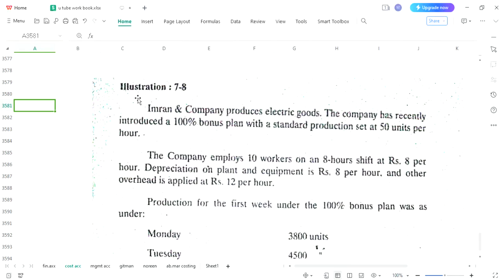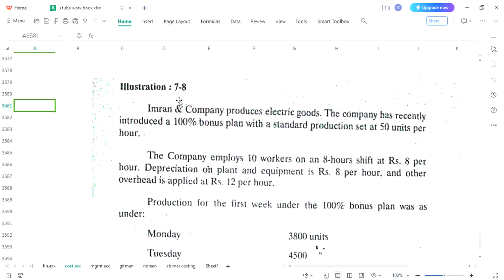Hey guys, hopefully everyone is doing well. Today's target is to solve an illustration which is associated with labor costing. The chapter, as we have described, is we are going to calculate wages for labor, cost and management accounting.